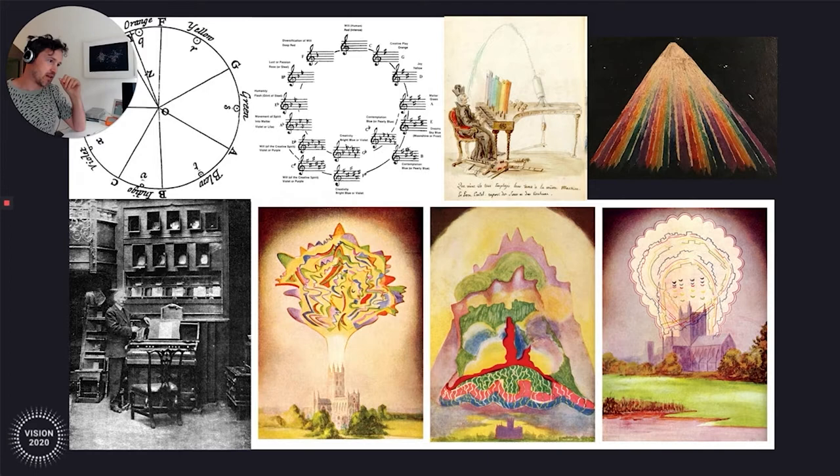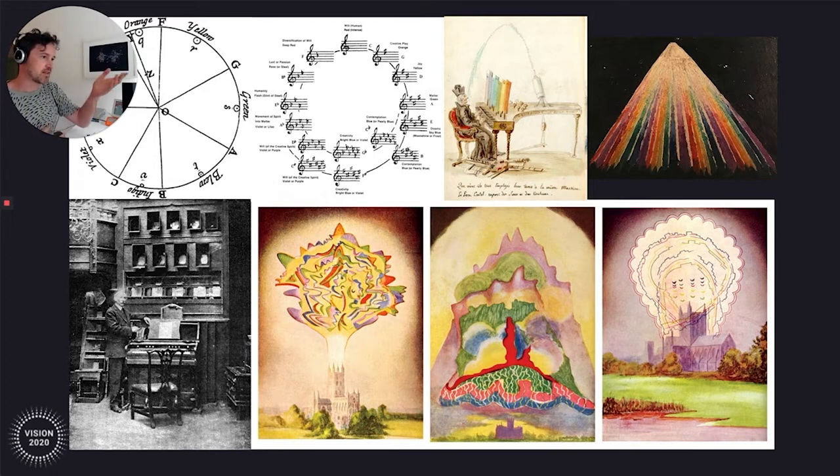Where does visual music start? Quite possibly Newton. He had his color spectrum that he found by shooting white light through a prism, and he pondered this image in the top left. He pondered whether the notes could be mapped to that, so an octave of notes could be mapped to the colors.